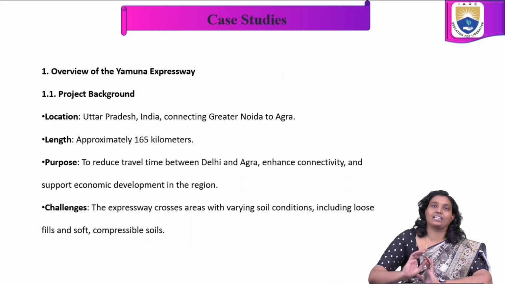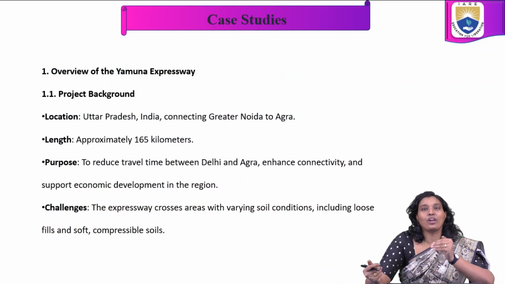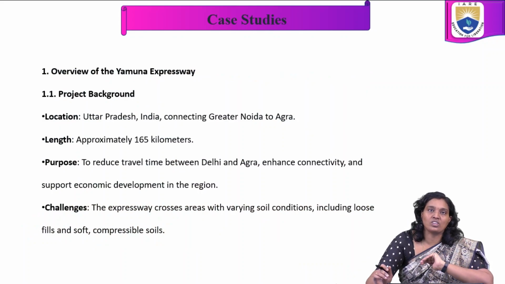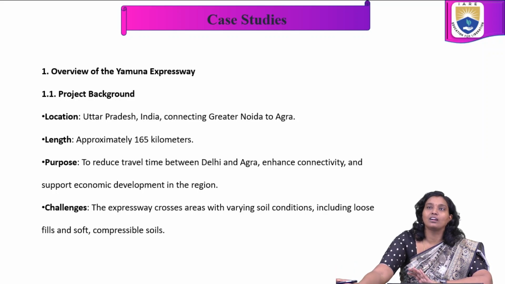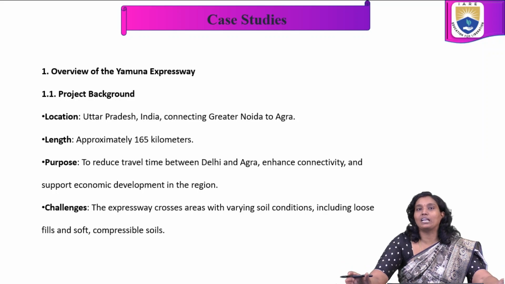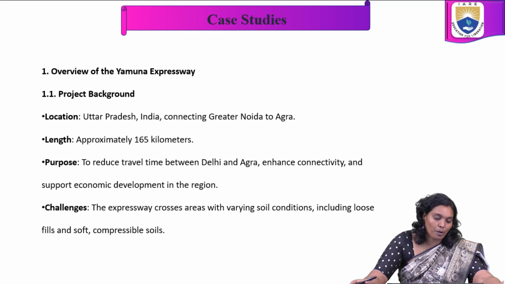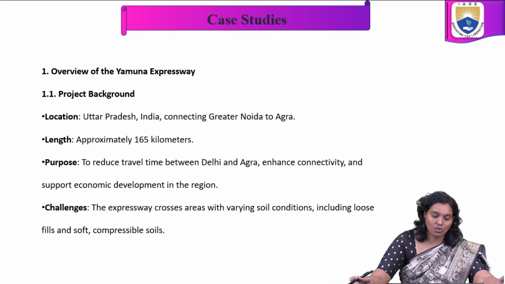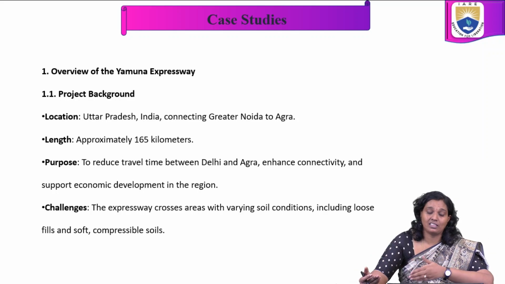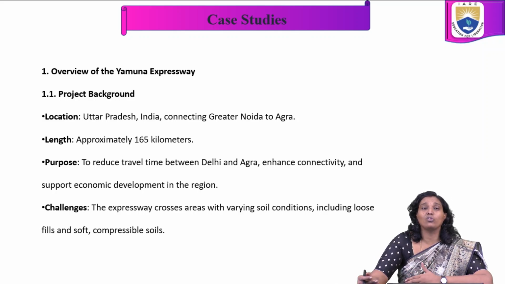So, in this case study, we consider the Yamuna Expressway. In this project background, it is located in Uttar Pradesh, India, connecting Noida to Agra, with a length of approximately 165 kilometers. The proposed purpose is to reduce travel time between Delhi and Agra, enhance connectivity and support economic development in the region. Here there are various challenges. The expressway crosses areas with varying soil conditions, including loose fields and soft compressible soils.